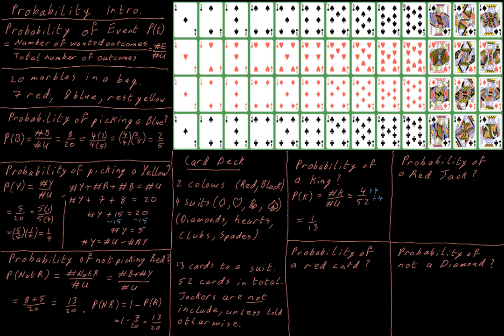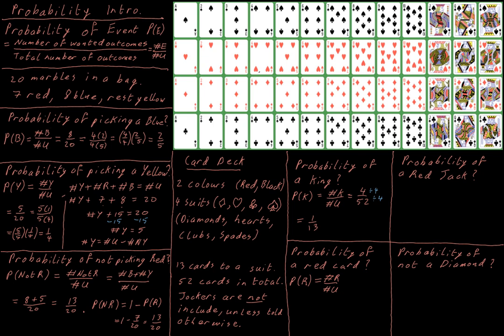Next question, the probability of a red card. So that's the probability of getting a red card would be the number of red cards all over the number of cards in total. Wanted over total. We keep coming back to that time and time again. So we have red cards. So we count up our red cards.